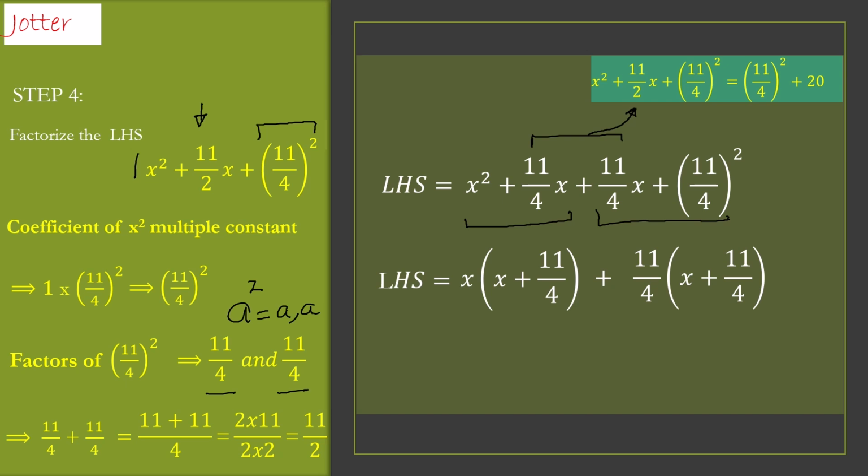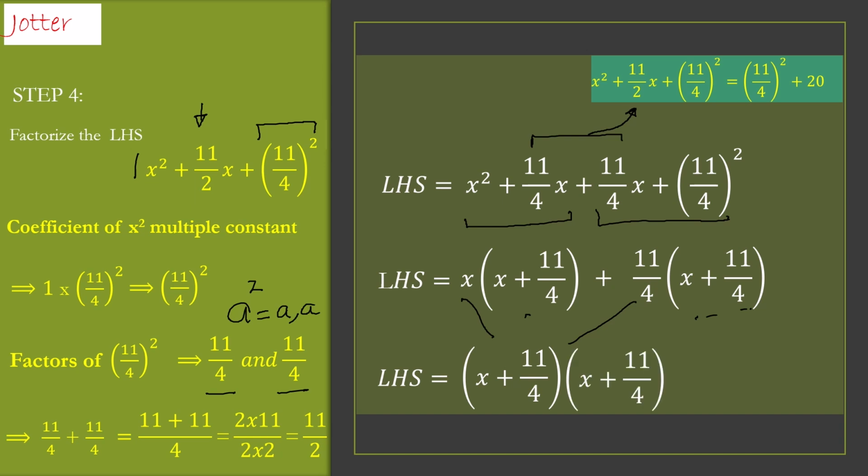The two brackets here are similar. So we will now factorize the two brackets to give us, bringing one of them out, we can now combine this and this together to give us that, and then one of the brackets will also be written. And so we have here x plus 11 over 4 bracket squared.